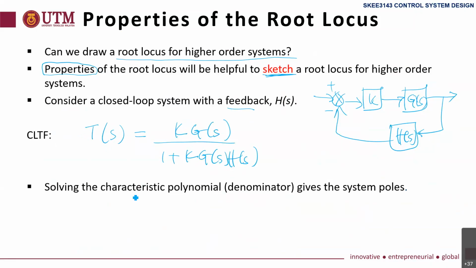And for the bottom one, we know that in order to get the poles, we have to solve the denominator. If we take 1 plus K G(S) H(S) and equate it to 0, we want to solve the polynomial in order to get the poles. This equation, equated to 0, is called the characteristic equation.